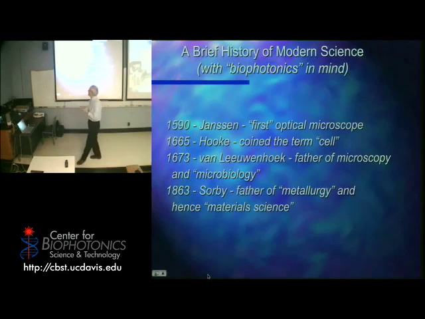So again, the Janssen family, father and son spectacle makers, are often credited with the first microscope. A little bit of debate about that, so I'll put first in quotation marks. Other early pioneers, Robert Hooke, the great British scientist. Those of us in the physical sciences and material science world think of him in terms of Hooke's law, the basic description of how materials deform under elastic behavior.